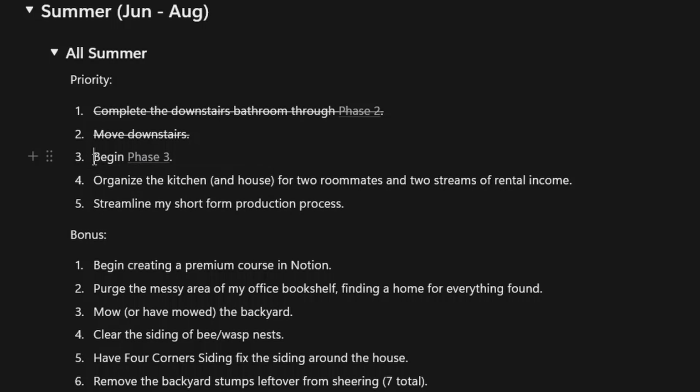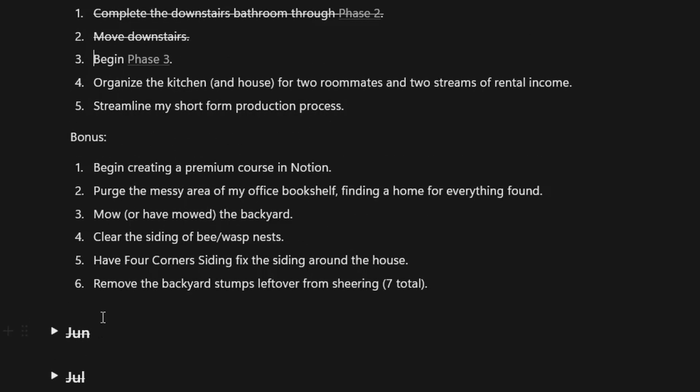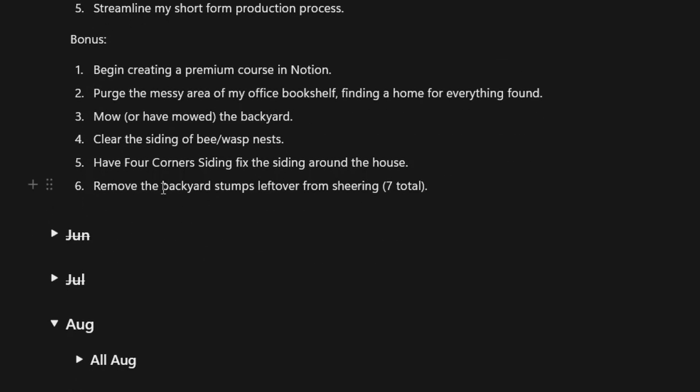I'm looking at my summer goals, and I see begin phase 3 is the very next priority of things that I want to do. And I only have August left of the summer. So at that point, I'm thinking, well, maybe I can consolidate this summer list down. I actually got rid of one of the line items here, and I could probably continue to do that, but I'm going to come back to where this thread started.